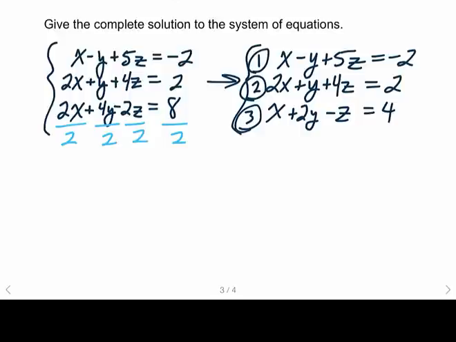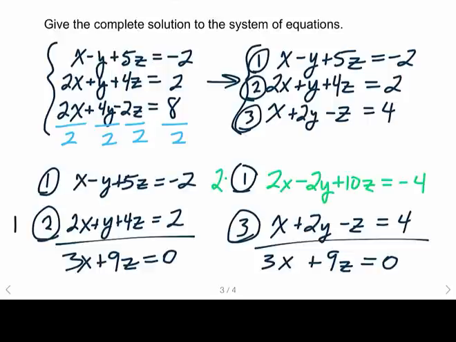And now why don't you go ahead and do what you need to do with equations 1 and 2, and let's get rid of, let's say the y's. And then take equations, let's say 1 and 3, and do what you need to those to get rid of the y's again. Go ahead and pause the video, quick like a bunny, and come back.